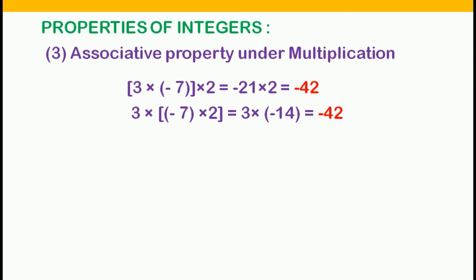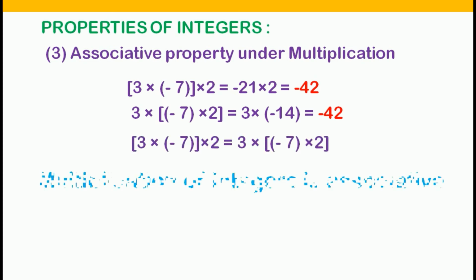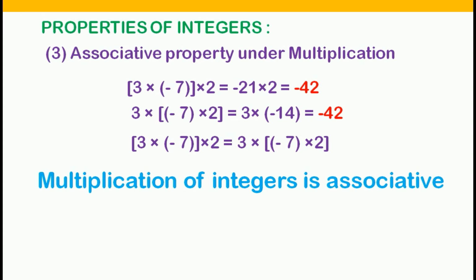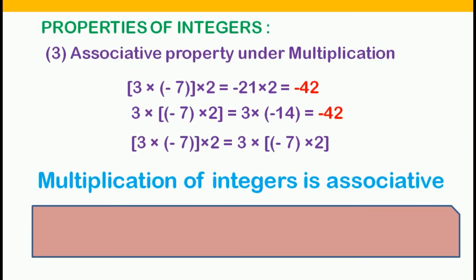But minus 14 into 3 gives the result minus 42. That means these two examples are equal. Now what can we conclude? Multiplication of integers is associative.